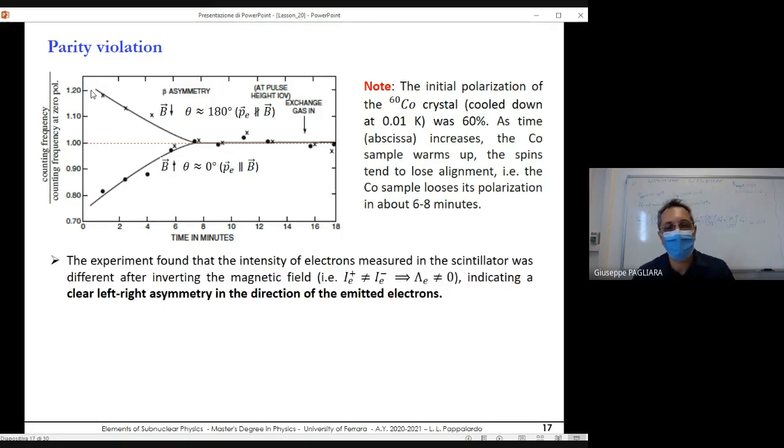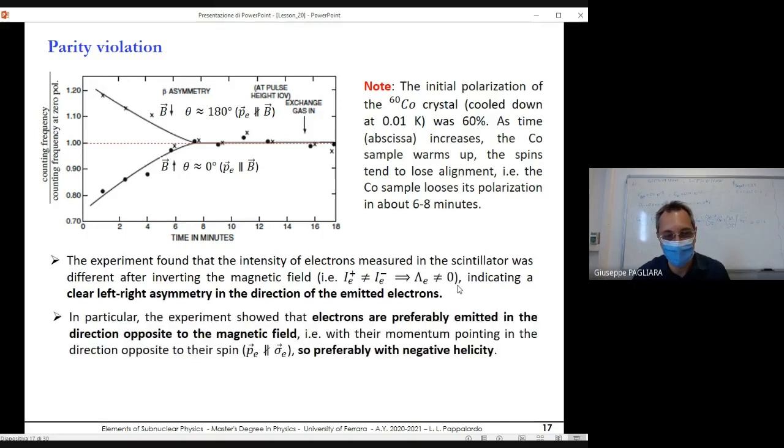So the experiment found that the intensity of the electron measured in the scintillator was different after inverting the magnetic field. So I plus was different than I minus, and so this asymmetry was non-zero, indicating a clear left-right asymmetry in the direction of emitted electrons. In particular, the experiment showed that electrons are preferably emitted in the direction opposite to the magnetic field.